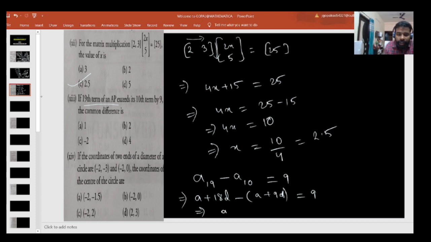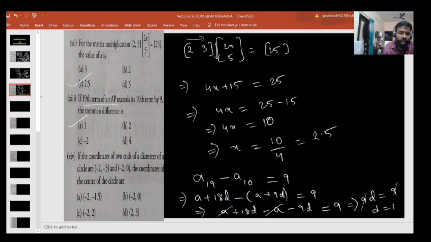So we get a plus 18d minus a minus 9d, this is equal to 9. Okay, so you can see a and a are cancelling here. So 18d minus 9d is actually 9d, which is equal to 9. So on both sides, if we cancel 9, we get d is equal to 1. So finally option A is with us.